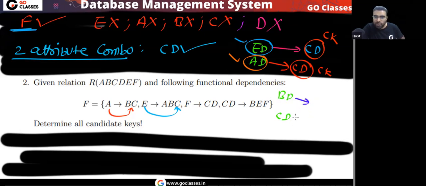So what about CD? CD we have already checked. So there is nothing to check here. This is your candidate key. So simple, right? Is this clear?